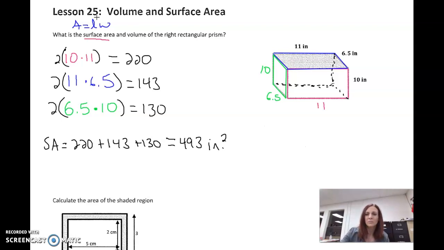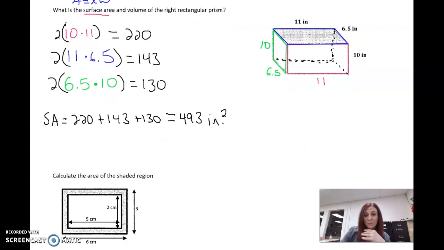Okay, so that's our surface area. Real quick, I will show you the formula. What you do is you pick something to be your base. If we wanted to use the formula for this, I'll maybe put it right here. Let's say I picked the top to be my base.